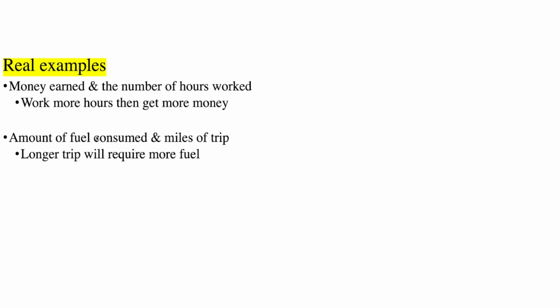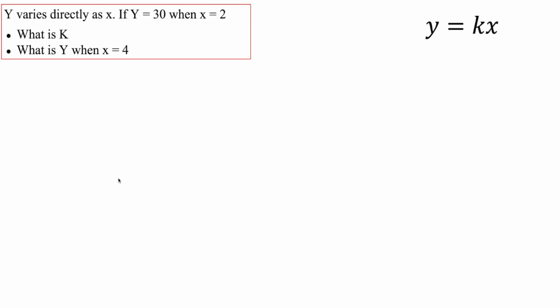And here are some real life examples of direct variation. It could be money earned and the number of hours you work. So if you work more hours, you get more money. Another example could be amount of fuel consumed and miles of a trip. So the longer trip will require more fuel. And now we're going to solve two concrete problems. This will be the first problem.